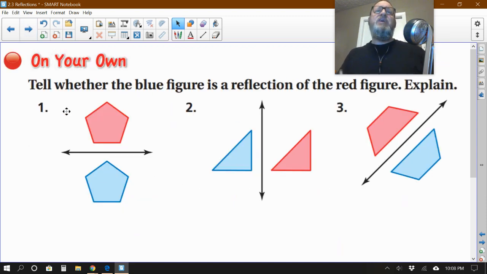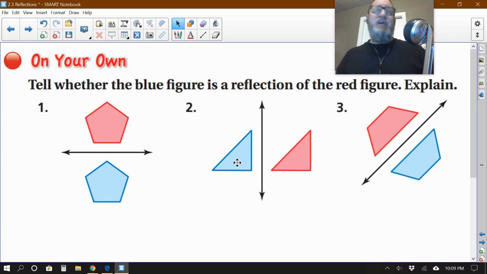Okay, a few more examples. Tell whether the blue figure is a reflection of the red figure and explain. Try to stay ahead of me. See if you can guess yes or no on each one of these as I go through them. What about number one? Is that a reflection? The answer is no. No, this is another translation. Is the blue a reflection of the red? Right. So this was, again, just slid down here. So that's just a translation.